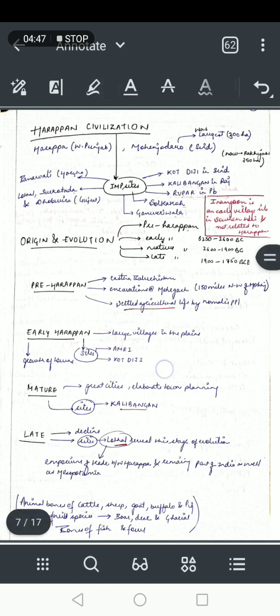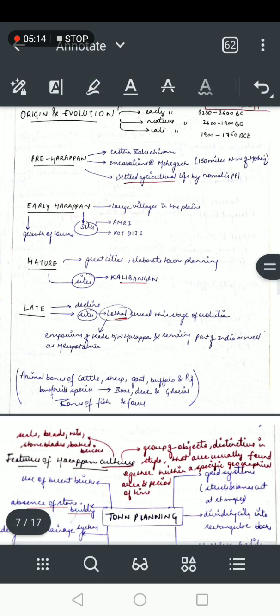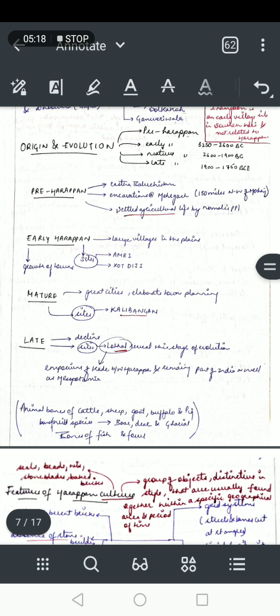Next, moving to the early Harappan phase. The important sites are Amri and Kot Diji. So in the pre-Harappan, we discussed Baluchistan and Mehrgarh. In the early Harappan, Amri and Kot Diji were large villages in the plains. There was the growth of certain towns, meaning the Harappan period starts developing. And one more thing I would like to tell you, as we move from pre-Harappan to late Harappan, we are moving from the western part of this civilization to the eastern part of the civilization. You can see this.